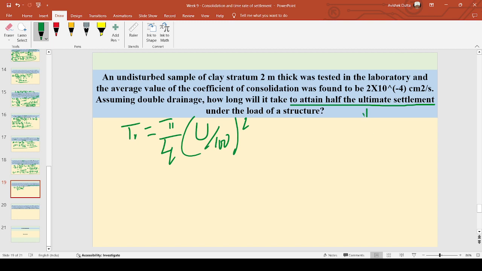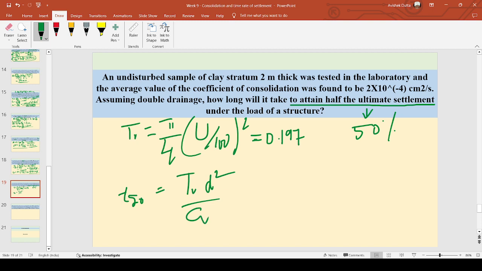what does it mean by half, 50% settlement? Yes, 50% consolidation. So you put 50 over here, you will get a value of 0.197. So the time for 50% settlement will be how much? It will be TV d square by cv.